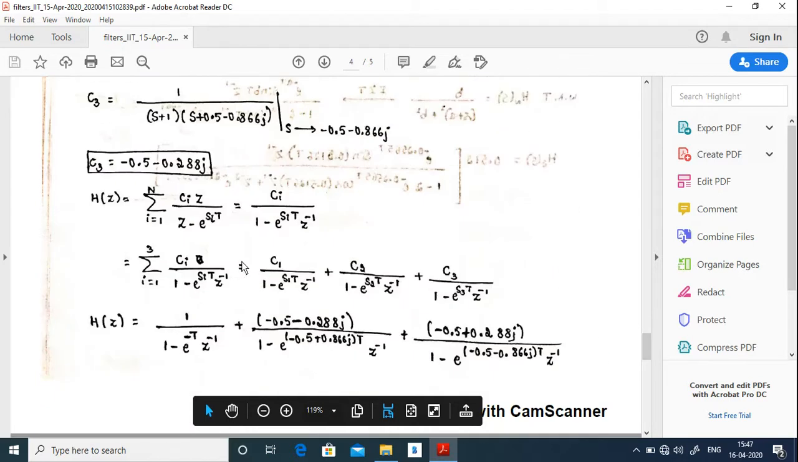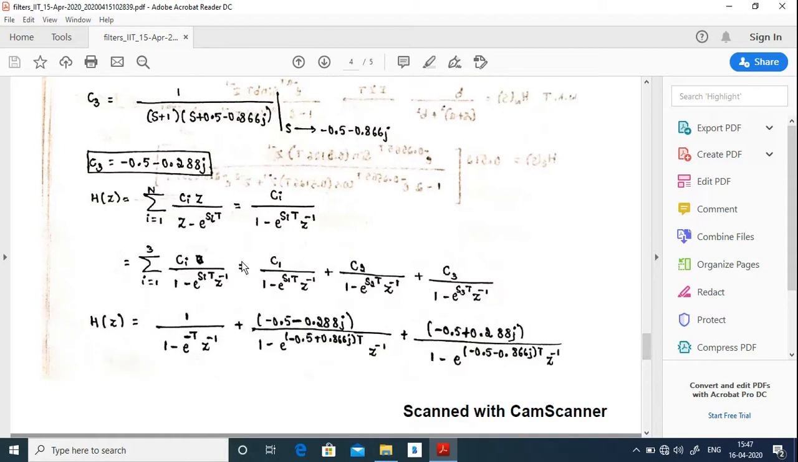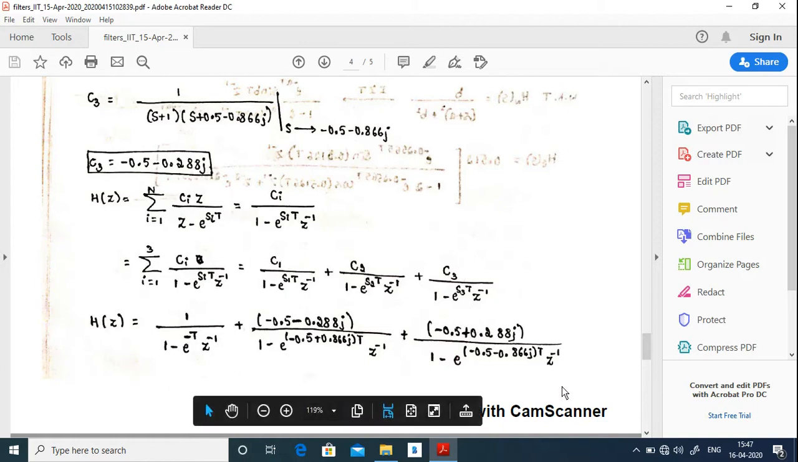Once we find s1, s2, s3, c1, c2, c3, use the standard expression, that is H(z) is given by the summation from i = 1 to n of ci times z / (z - e^(si T)). Since the order n = 3, I'll expand it. Since I have found the values of c1, c2, c3, s1, s2, s3, I'll substitute them.